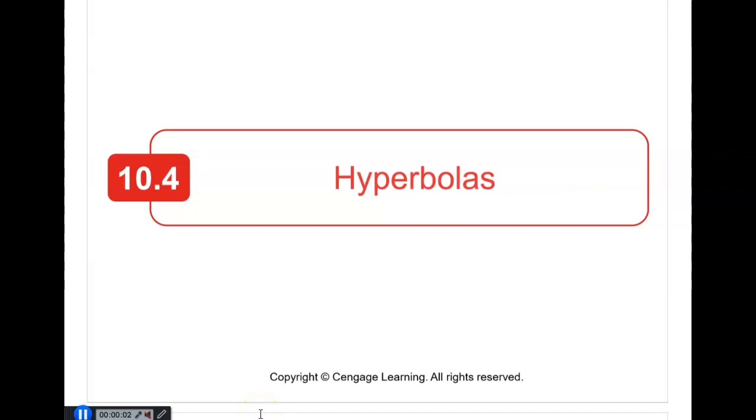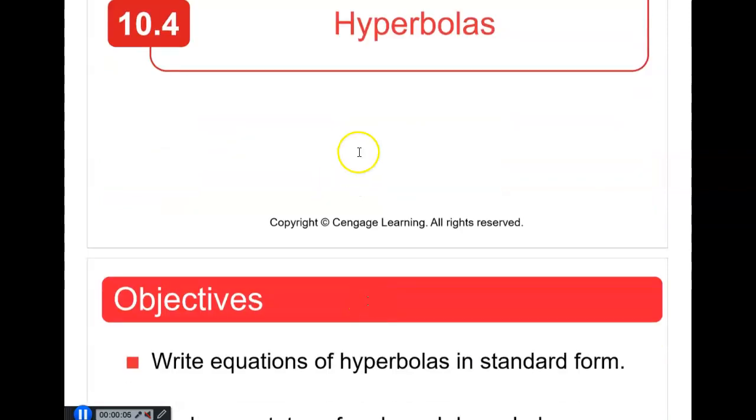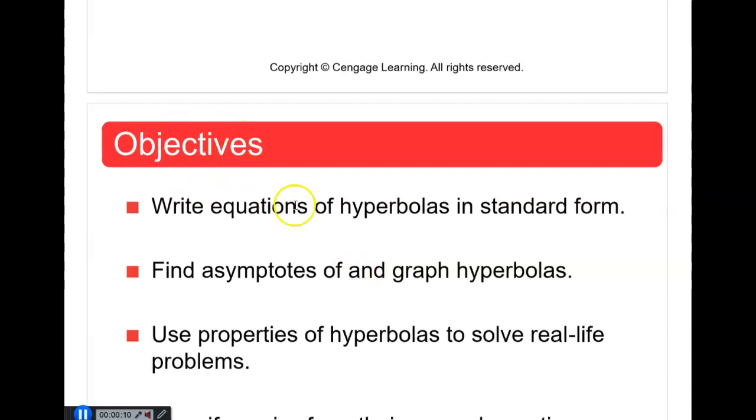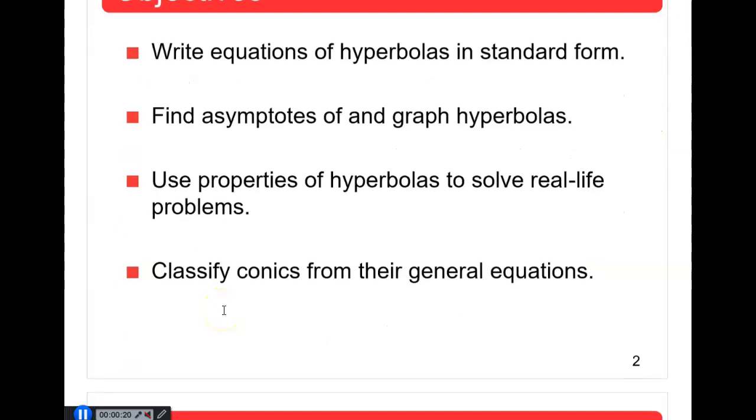This video will cover section 10.4, hyperbolas, and this is another one of the conic sections. So the objectives will be to write the equations of hyperbolas in standard form, to find the asymptotes of and graph hyperbolas, and also to use the properties of hyperbolas to solve real-life problems.